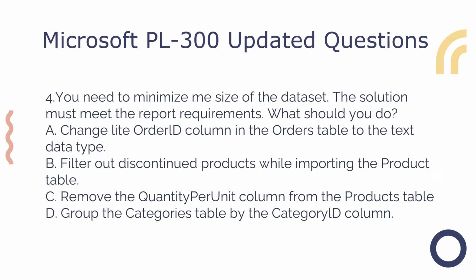4. You need to minimize the size of the dataset. The solution must meet the report requirements. What should you do? A. Change the Order ID column in the orders table to the text data type. B. Filter out discontinued products while importing the product table. C. Remove the quantity per unit column from the products table. D. Group the categories table by the category ID column.